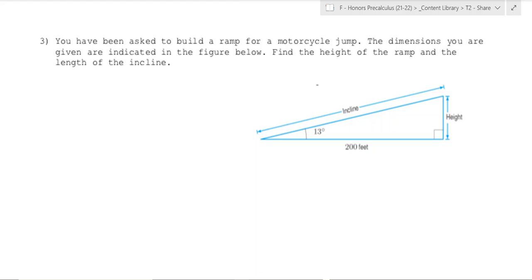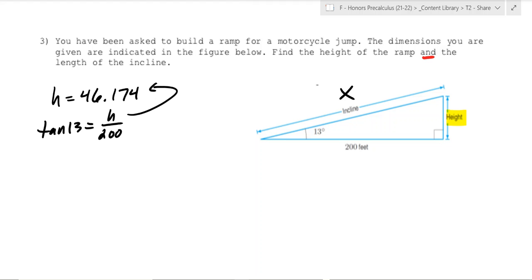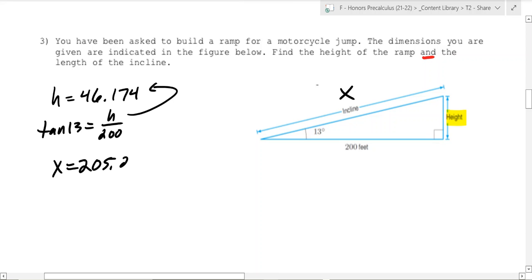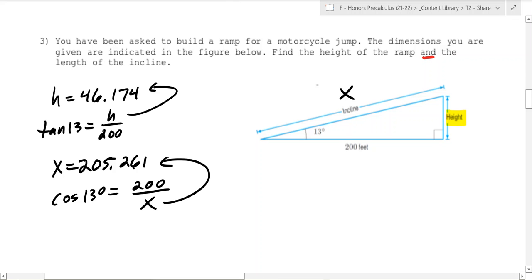What's the cleanest, shortest way to do this one? Who wants to go here? Yeah, Sophie. 2 point 261. People agree with that? And what trig function did you use there? You have a choice there. Which one did you use? So cosine of 13 degrees is equal to 200 over x. Do people agree with that?